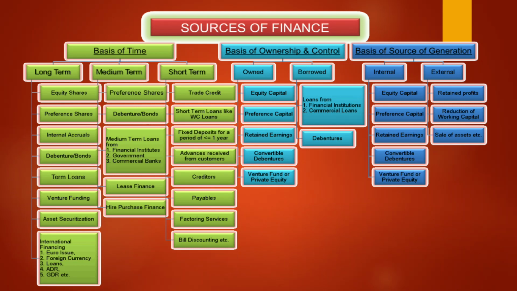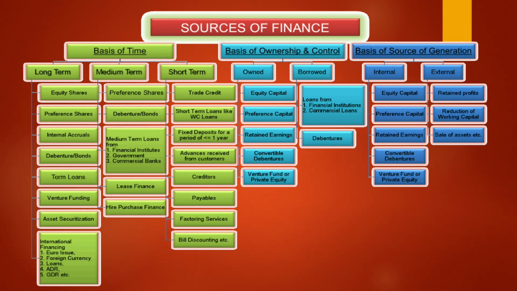Then the second one, basis of ownership and control: own and borrowed. This is the basis of ownership and control of sources of finance. Own includes equity capital, preference capital, retained earnings, convertible debentures, venture fund or private equity. Then borrowed includes loans from financial institutions, commercial loans, and debentures.